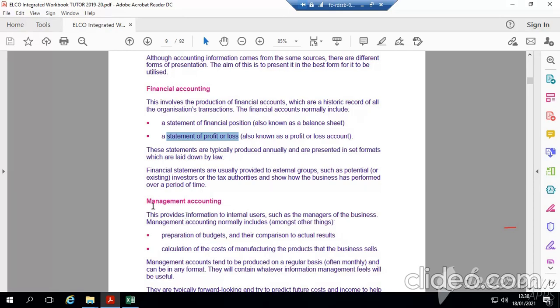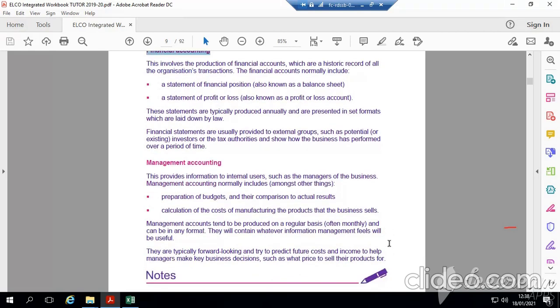So management accounting is preparing a monthly report, whereas financial accounting is preparing an annual report. Management accounting is more about preparing a monthly report for internal purposes, and one of their reporting responsibilities is about budgeting, preparing budgets.